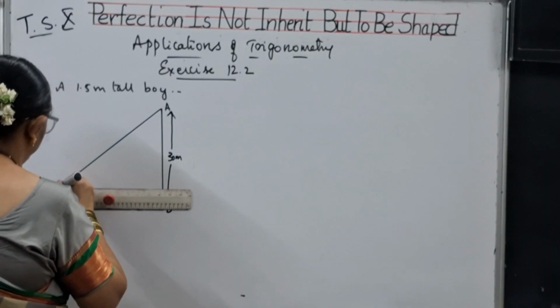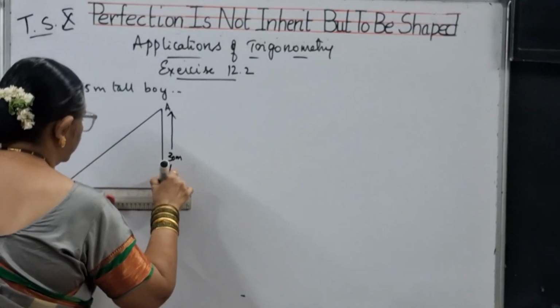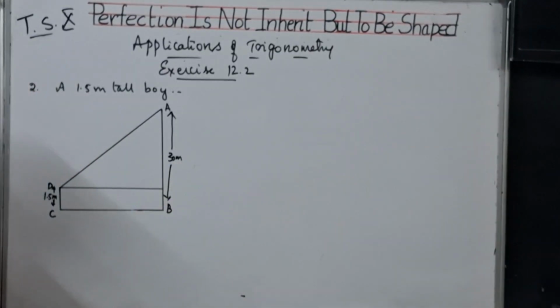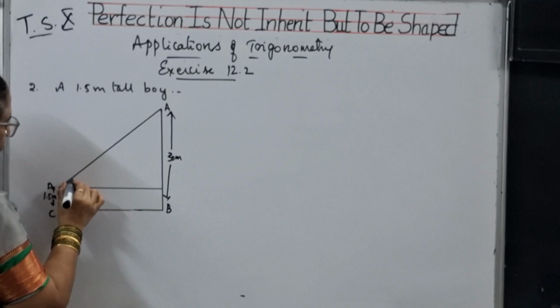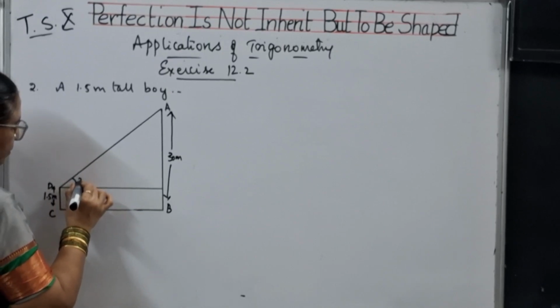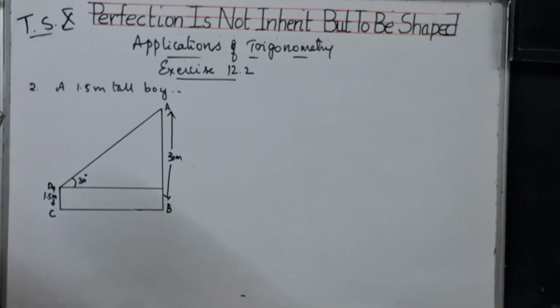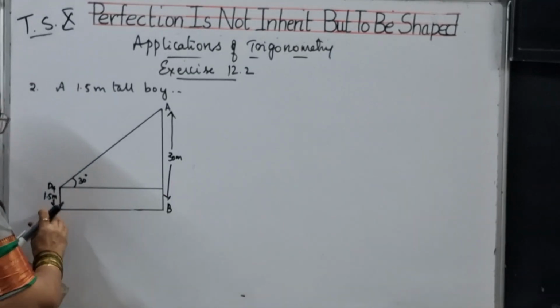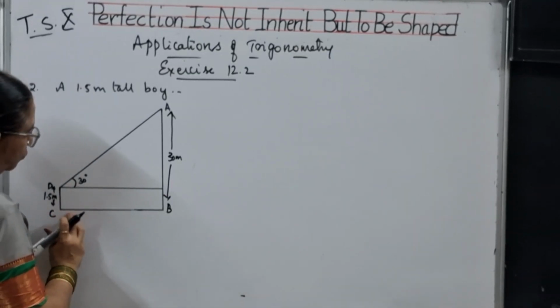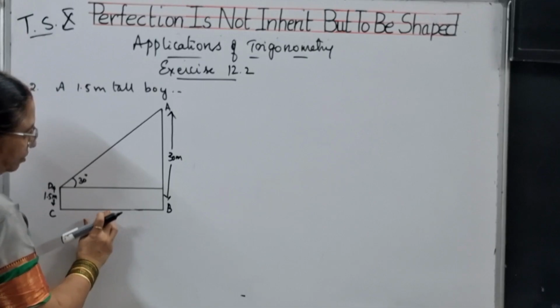So from D, you should draw a line so that the angle of elevation here is first 30 degrees. The angle of elevation is 30 degrees. From here, what happened? This person has moved a certain distance.